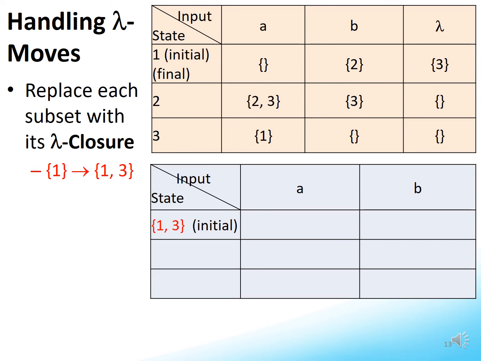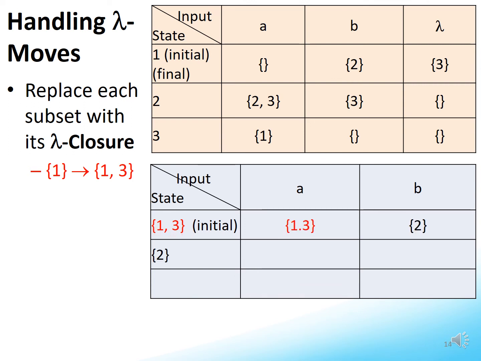So let's try to construct a deterministic machine for this non-deterministic machine. The deterministic machine will have no lambda move, so the inputs are A or B. Initially, the deterministic machine will be in state 1, but state 1 means it's possible to be in state 3 also. So the initial state of the new machine will be this subset.